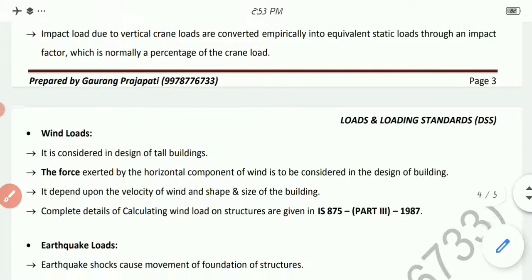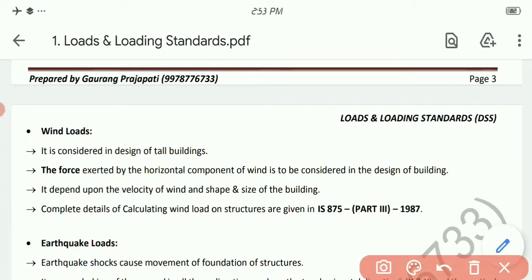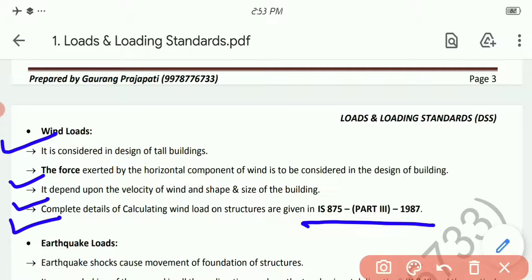Moving forward, the next one is wind load. It is considered in the design of tall buildings. The forces exerted by the horizontal component of the wind are to be considered in the design of a building. It depends upon the velocity of wind and the shape and size of the building, and complete details of calculating wind load on the structure are given in IS 875 part 3, 1987. In simple words, wind load usually acts on tall buildings. Whenever we are designing any multi-story or high-rise building, we should always consider the wind load criteria in the design.